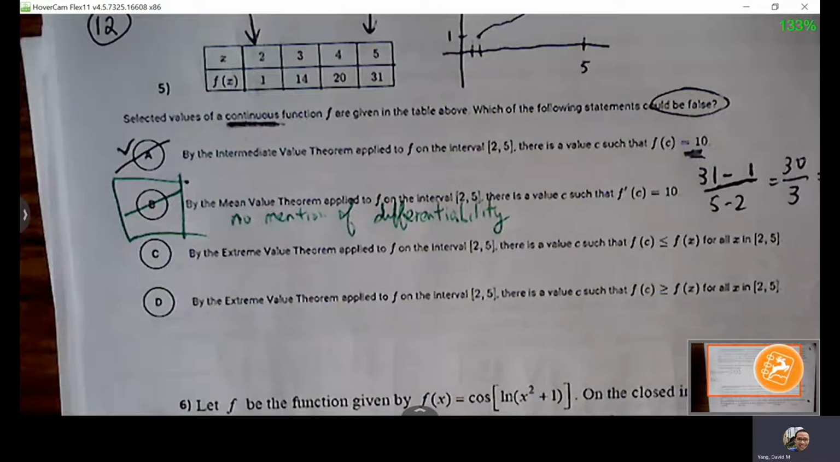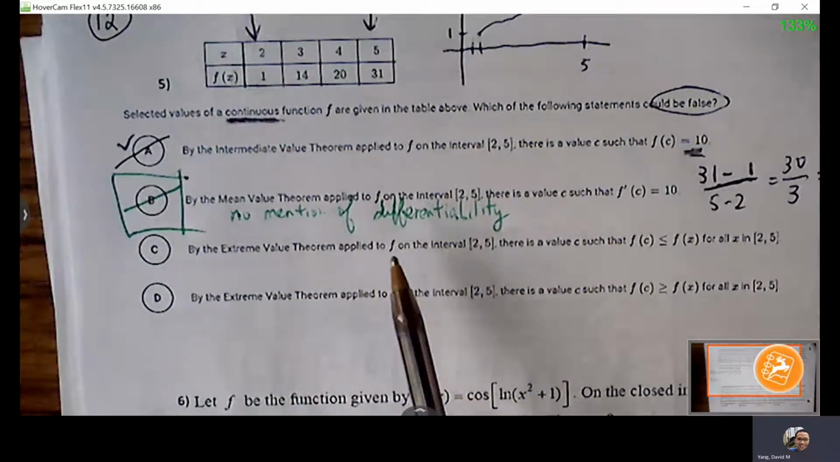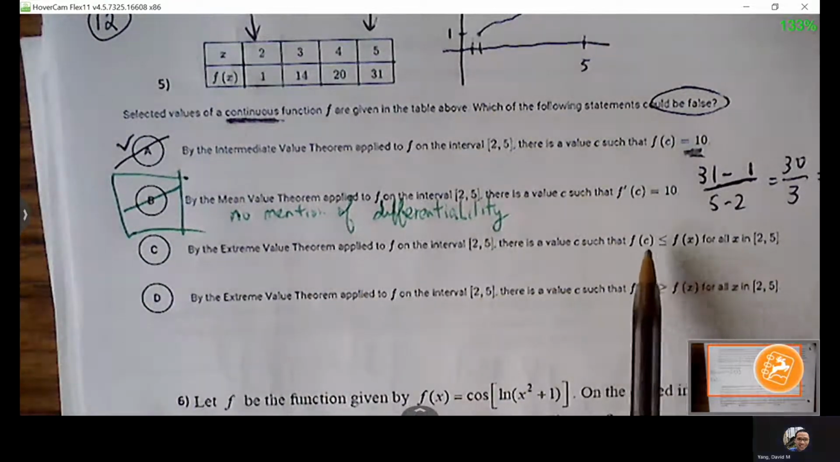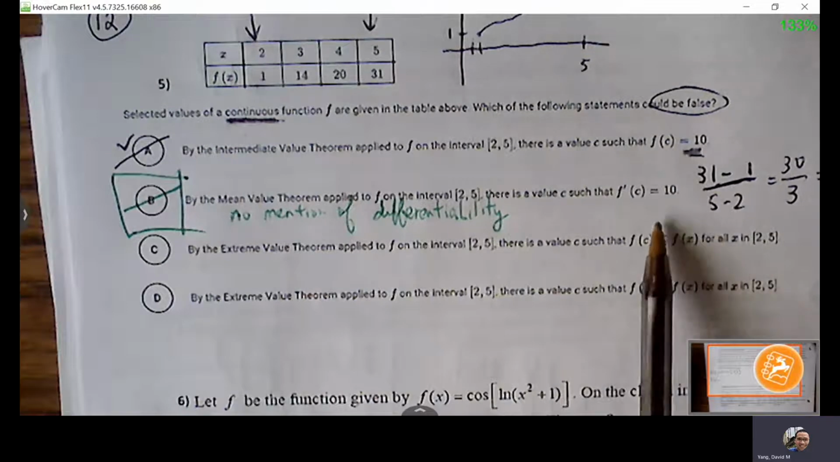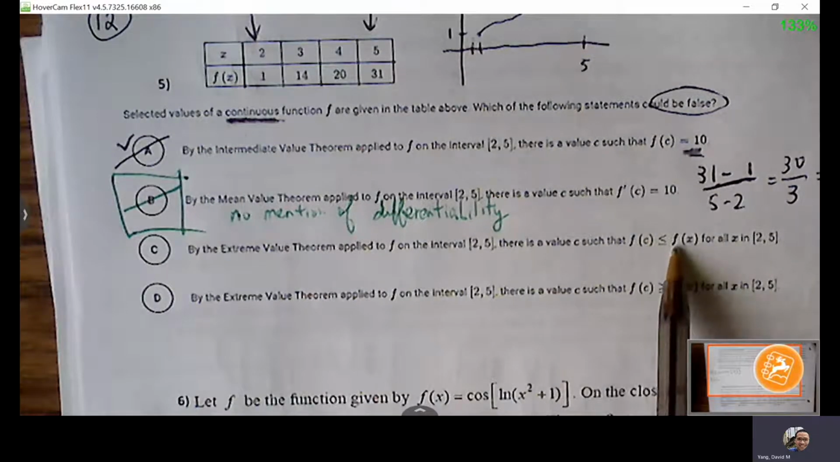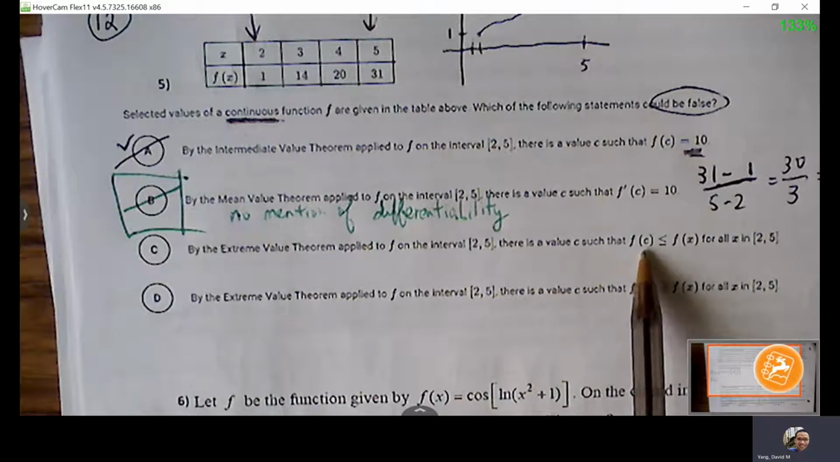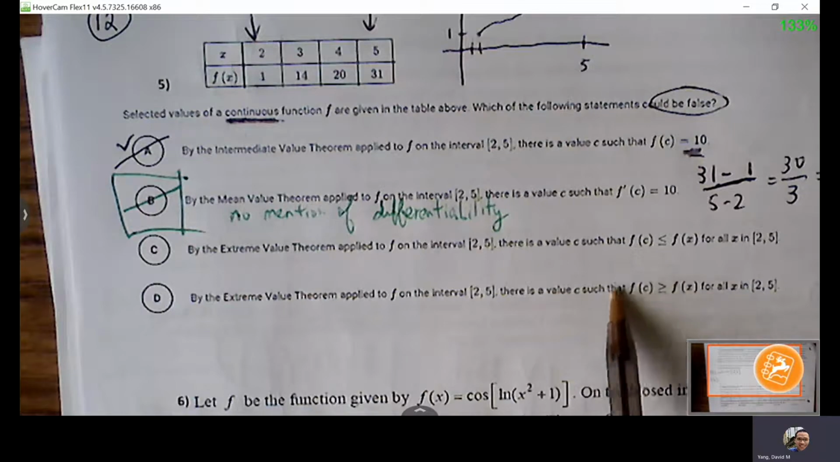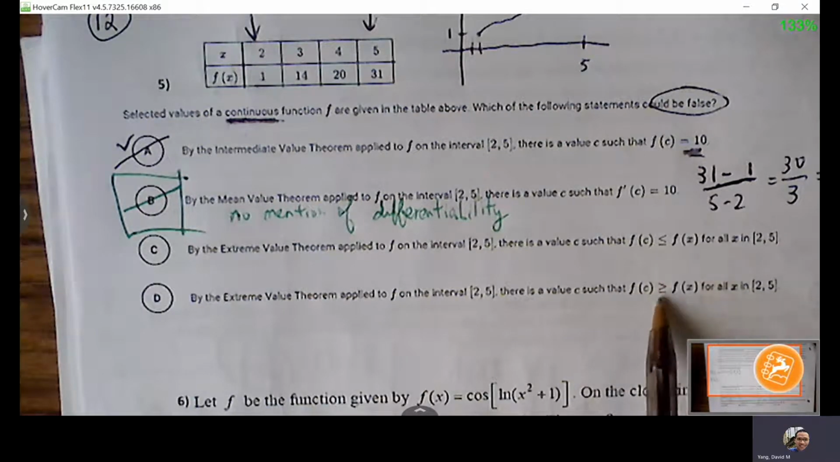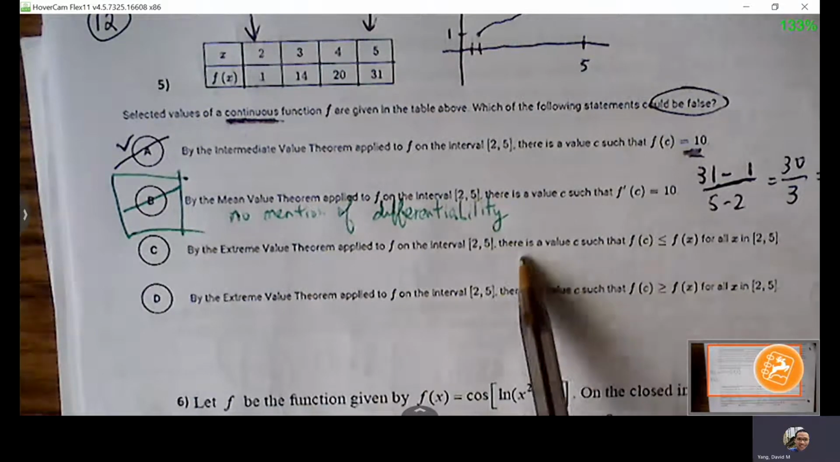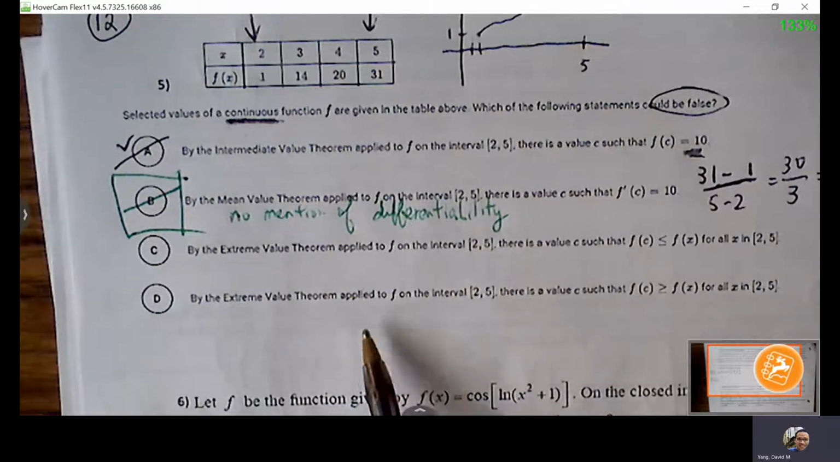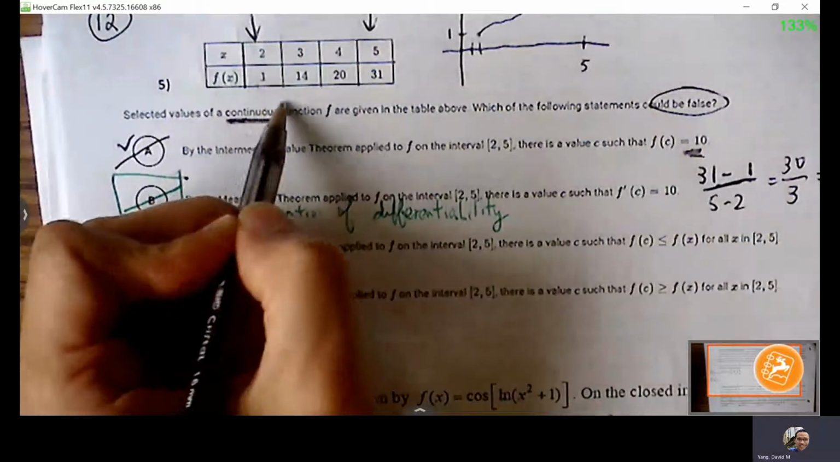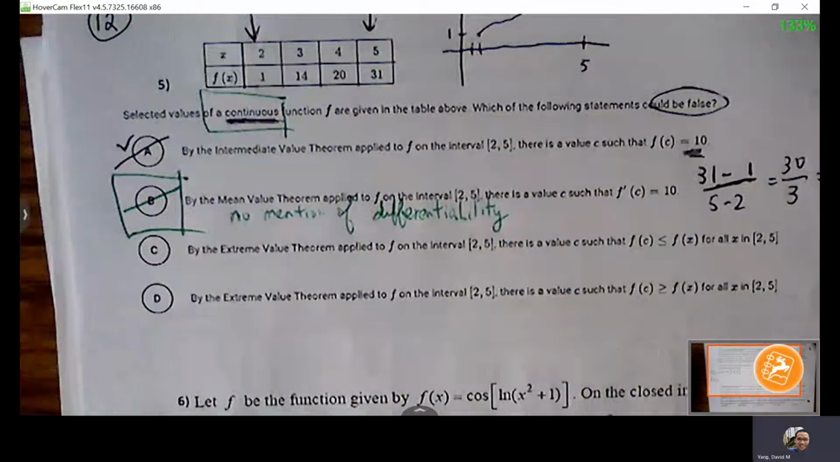Okay, part C and D are true because EVT says that we're guaranteed to get an absolute max. So f of c is less than or equal to f of x just indicates that there's going to be an absolute maximum point. And then f of c is greater than or equal to f of x just indicates there's going to be a guaranteed absolute minimum. It's a kind of strange way of saying it, but all EVT requires is continuity. It doesn't require differentiability.